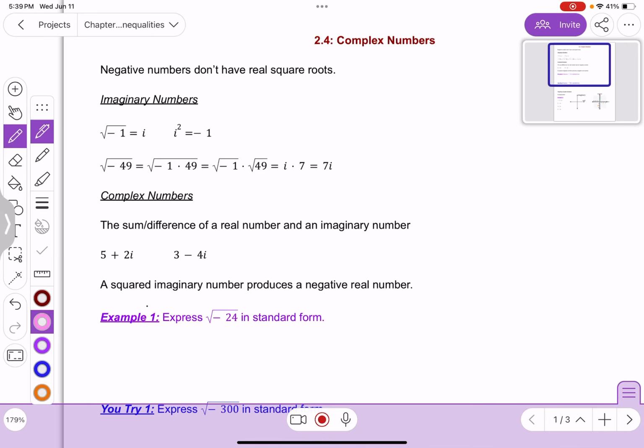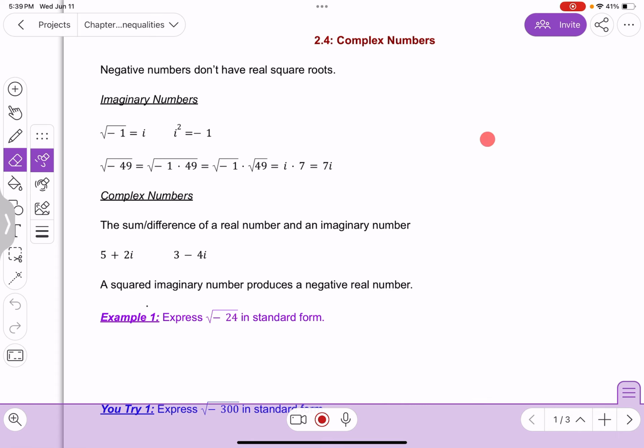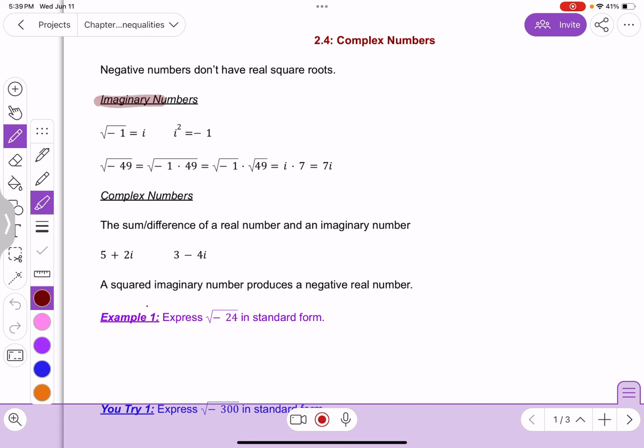Okay, so sometimes when you get square roots, you end up with a negative number inside. And mathematicians don't like that, so they made up something called an imaginary number. Now, an imaginary number is exactly what it sounds like. It's pretend, but we still have to learn about it. So, what they did was they called the square root of -1 i. i is the imaginary number.